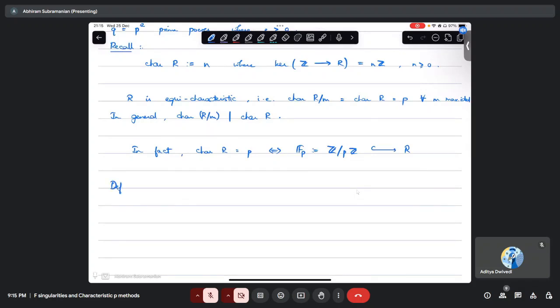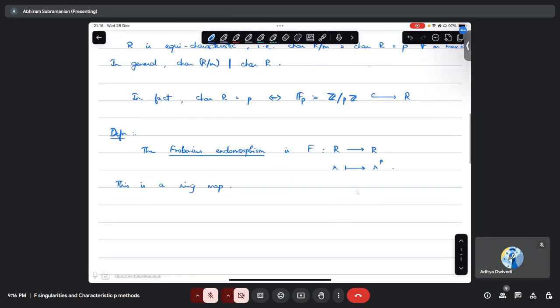So now we get to the first definition, which is the Frobenius endomorphism. It is this map F from R to R, where an element r is taken to r power p, and this is a ring map, and that is because f of r times s is (rs) to the power p, which is r^p s^p. This is equal to f of r times f of s.